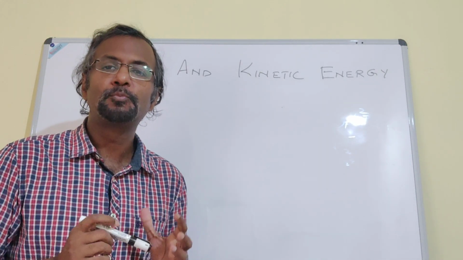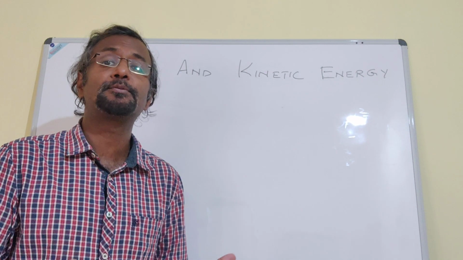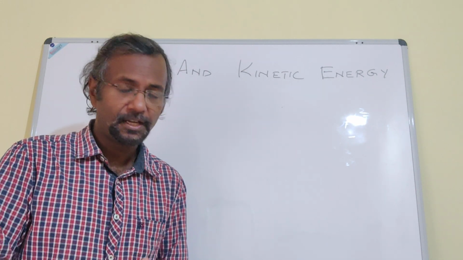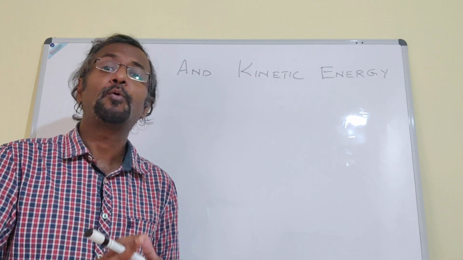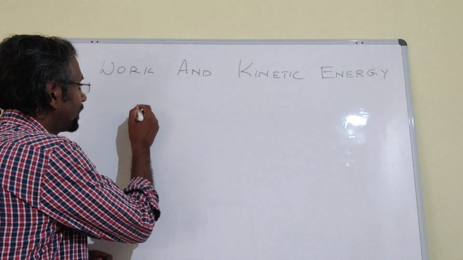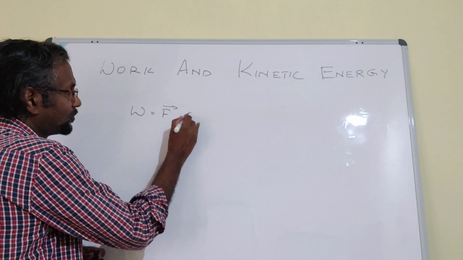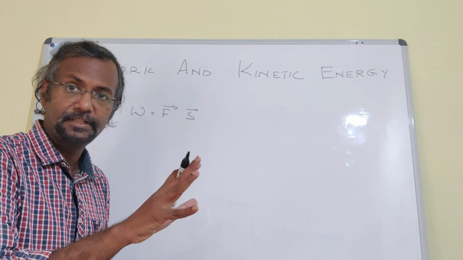Hi. So in this video, we're going to look at the concept of work and kinetic energy as applied to rotational motion. If you remember in translational motion, when you applied a force and created displacement, we said we did work, right? And we represented this work saying work is equal to F dot S, which is the dot product of force and displacement, right?